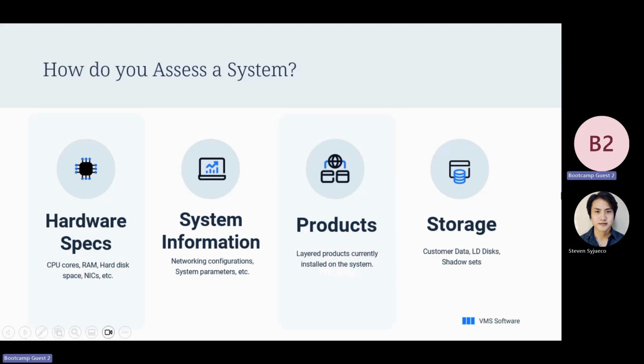Okay, so we're gonna start off with assessment. So what is assessing a system? Really what we're doing is we're gonna go over your hardware specs, look at your system information, the products you have installed, and what storage you're using. There's some obvious stuff in there that you could provide to us as a customer immediately, such as the CPU cores, RAM, your hard disk, and the space you have left. But some other things we really gotta get into the system and figure out for ourselves.